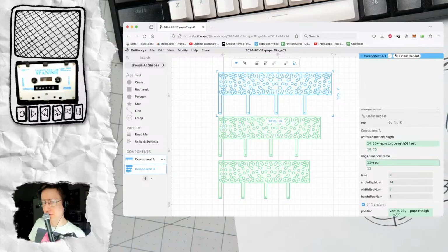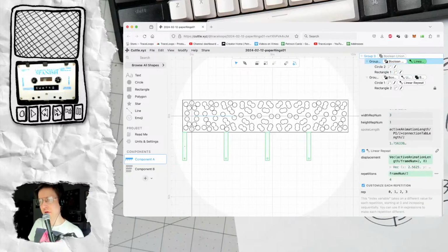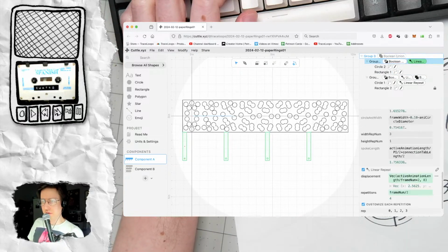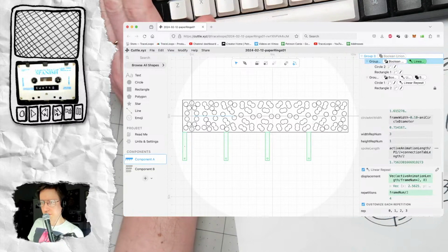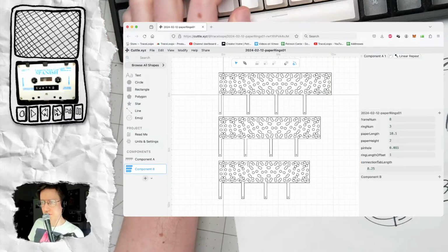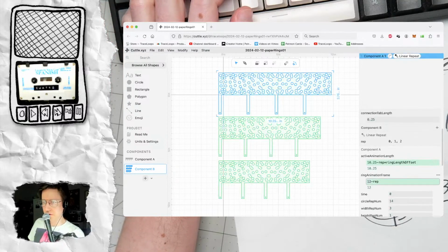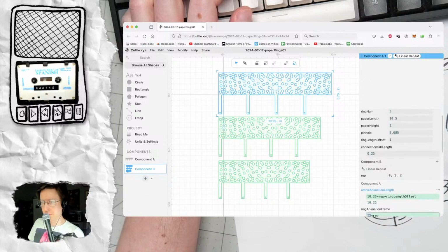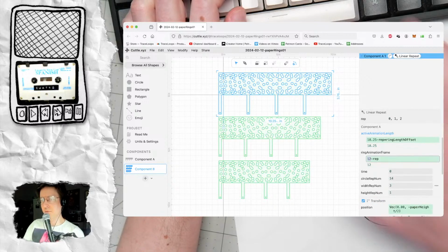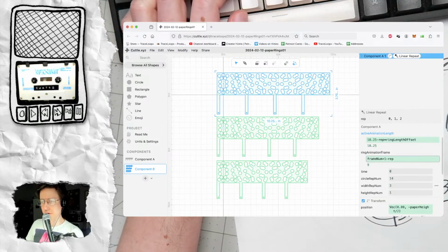Where in here is this? Okay, the rectangle linear repeat is, let's make this, that'll be correct. Let's just come in here and adjust this to be frame num +1 minus rep.